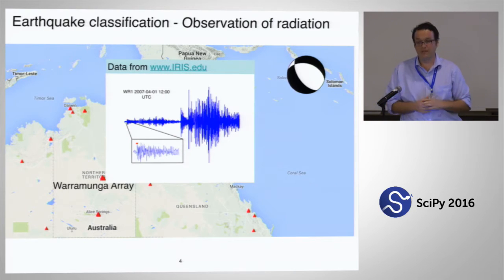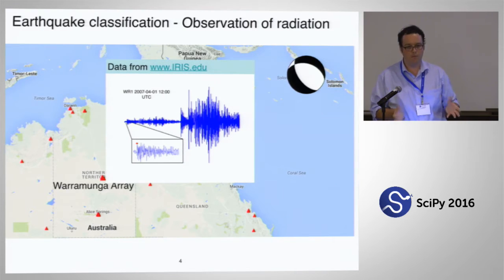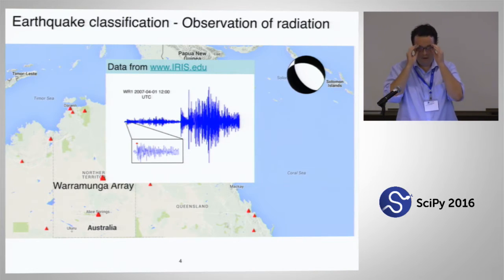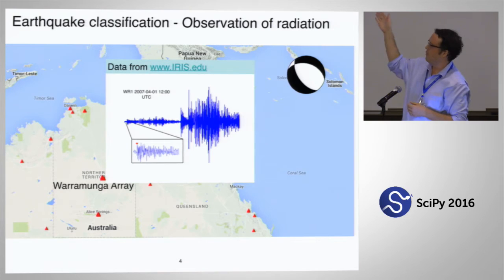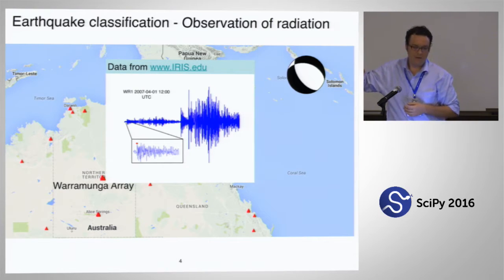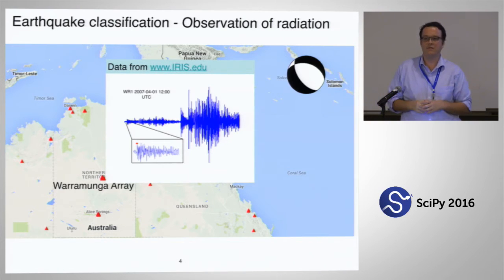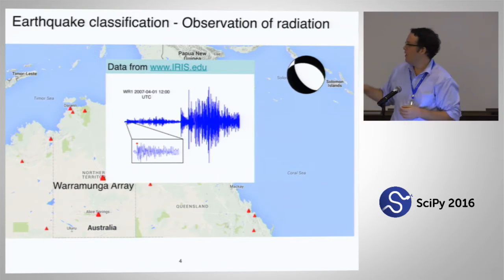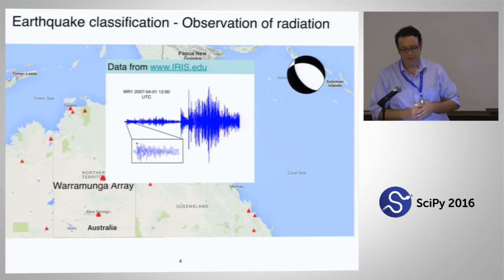So just to give a basic overview of the problem, a scenario where we would want to classify an earthquake. We've shown here an earthquake somewhere in the Solomon Islands, and it has radiated energy out. We have a network of seismometers distributed about the Earth, and I've shown the northern part of the Australian seismic network.